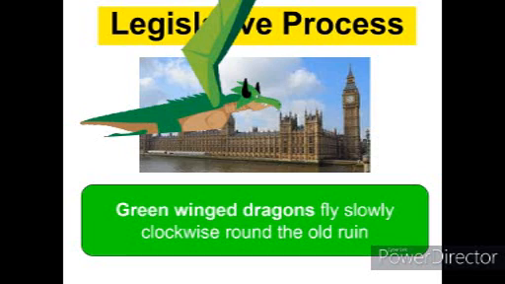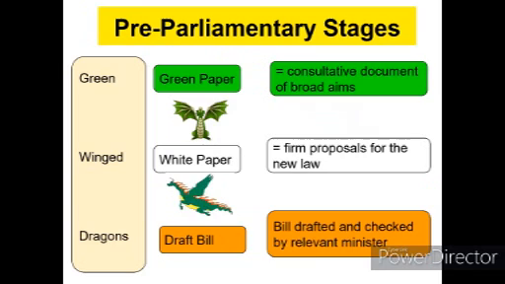So there's a really easy way to remember the process. There's a mnemonic: green-winged dragons fly slowly clockwise round the old ruin. And we've already covered the first 3 words. So green-winged dragons, the pre-parliamentary stages of any piece of legislation.